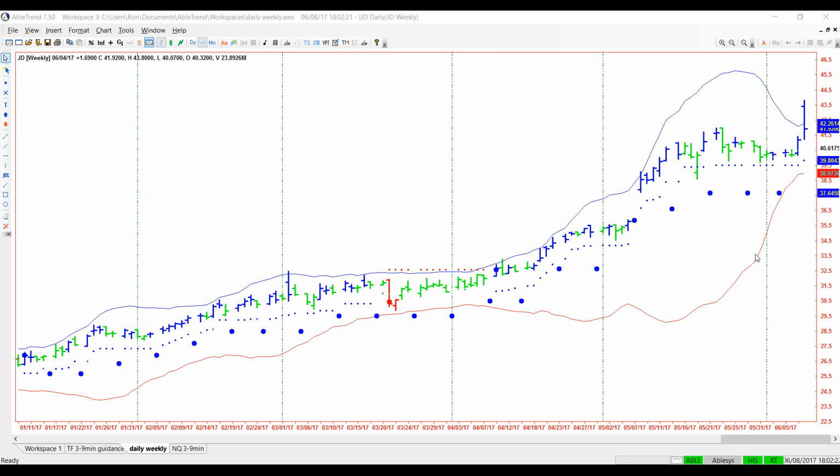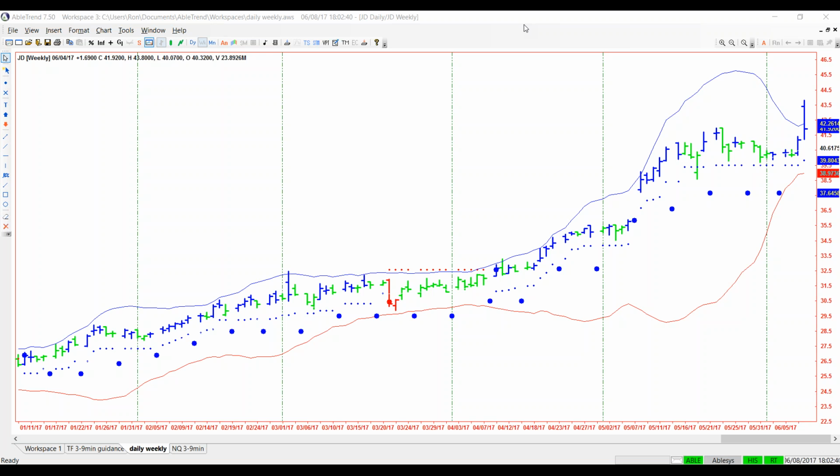So anyhow, let's jump in and take a look at some different markets, and let's test out the software on today's market. So here's JD. Now this is a weekly, monthly, daily, weekly chart, more for swing or position trading. Very, very good for option trading.